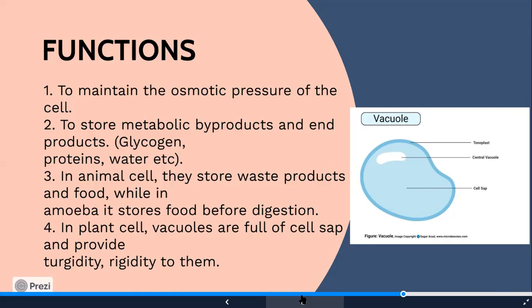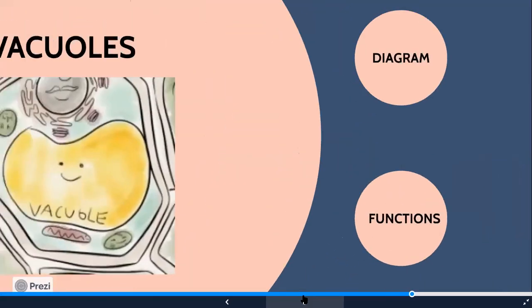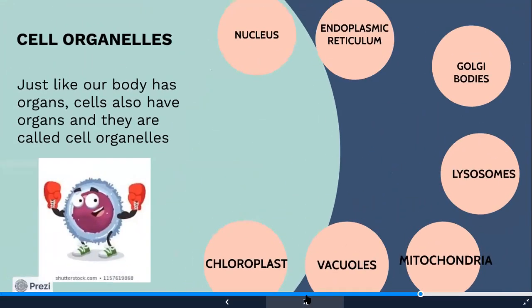Now, in a plant cell, vacuoles are full of cell sap and provide turgidity and rigidity to them. So we see, like I said, that plants have a huge vacuole and a little cytoplasm in the last video. Similarly, I'm saying now also, plants have a large vacuole and animal cells have smaller vacuoles. And when they have smaller vacuoles, they store waste products and food in it, so for the functioning of the cell.